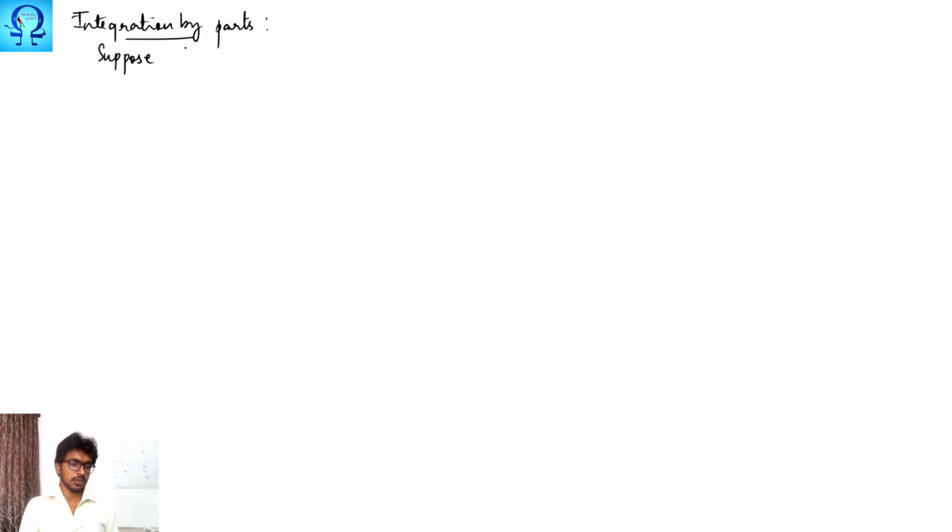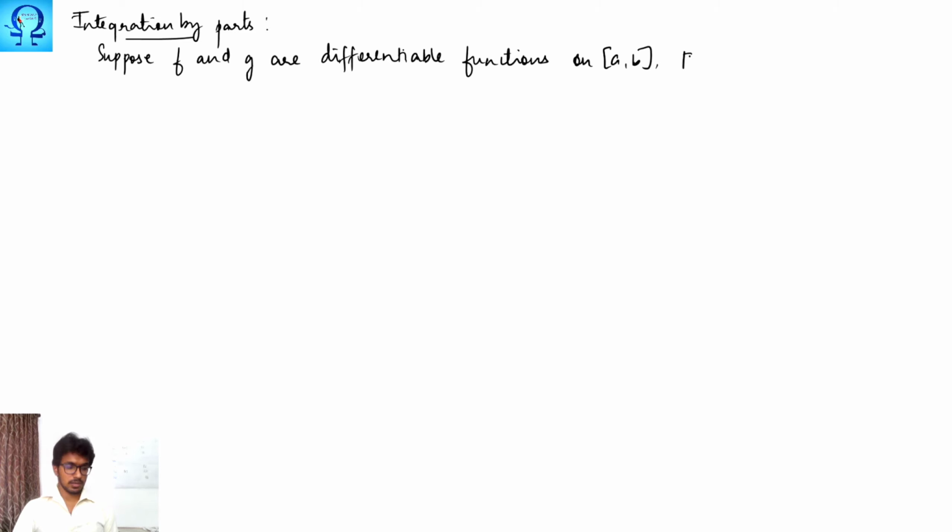Suppose we are given two functions, small f and g, differentiable on the interval [a, b], and F prime, big F prime is f, which is Riemann integrable, and big G prime is g, which is also Riemann integrable. So these are the suppositions that we made.